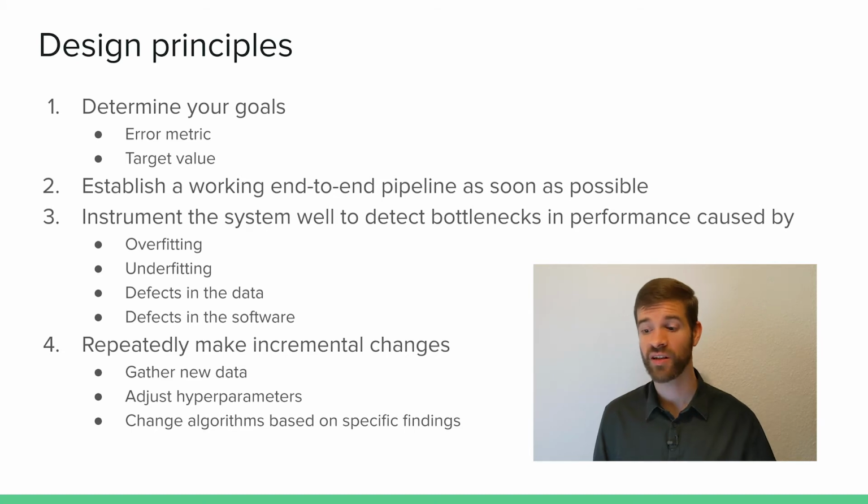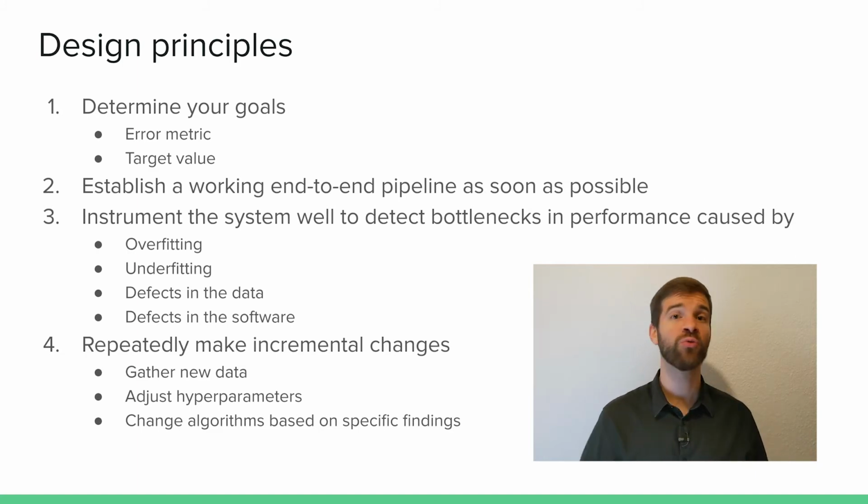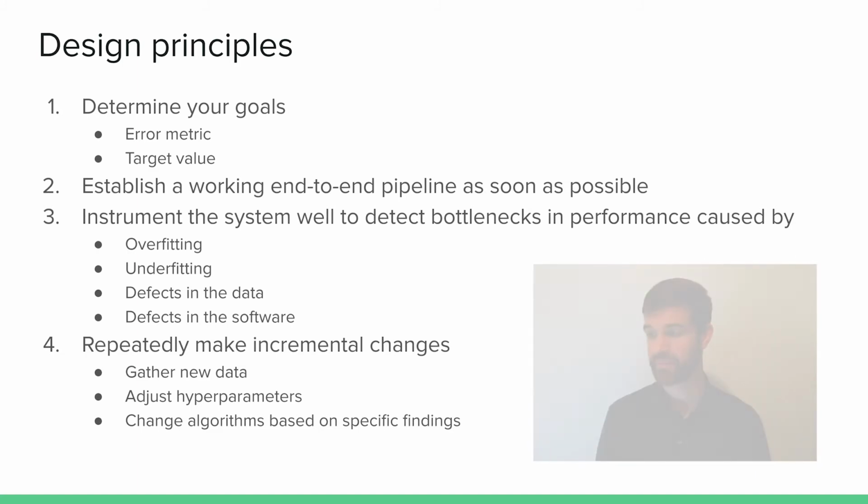Gather new data, adjust some hyperparameters, or maybe change your algorithm altogether. If you realize that your network would benefit from an additional input feature, well, go ahead, add that additional input feature into your dataset, and then train your model again. But that is an incremental change where you already will have the complete pipeline.